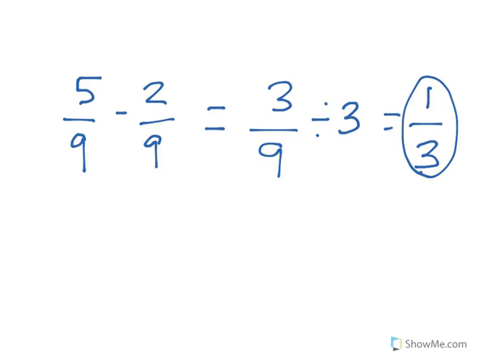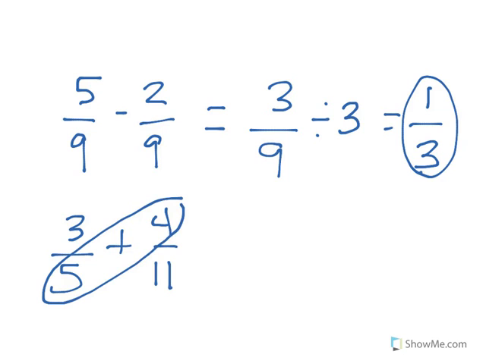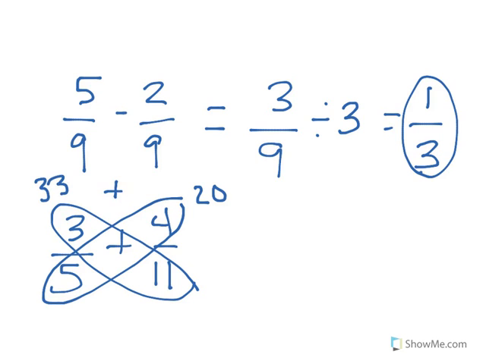The final example I'm going to do is 3/5 plus 4/11. Okay, I do not have any common denominators here, so I have to find my common denominators. Again, I'm going to multiply the crosses. 5 times 4 is 20. 11 times 3 is 33. Bring up my plus sign. 5 times 11 is 55.